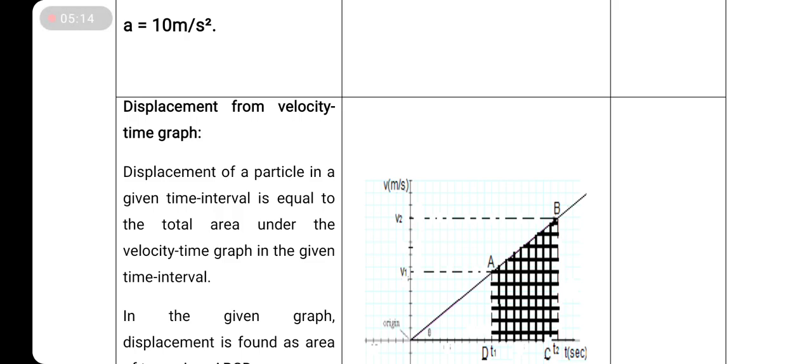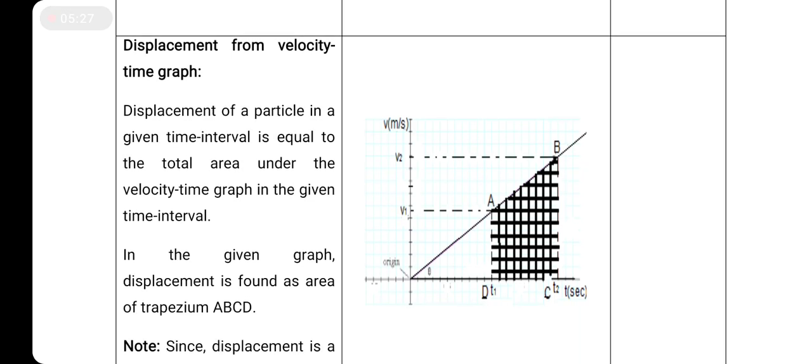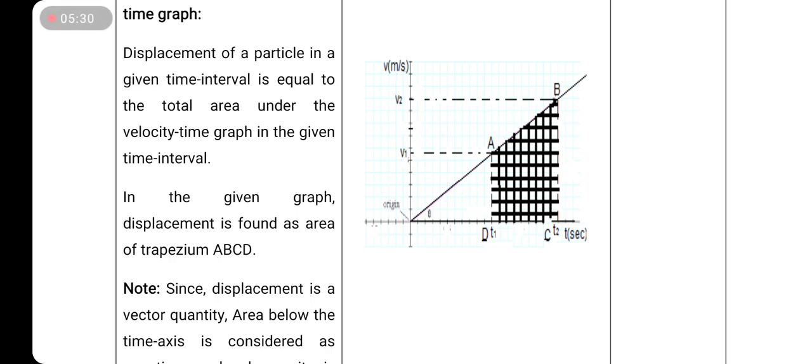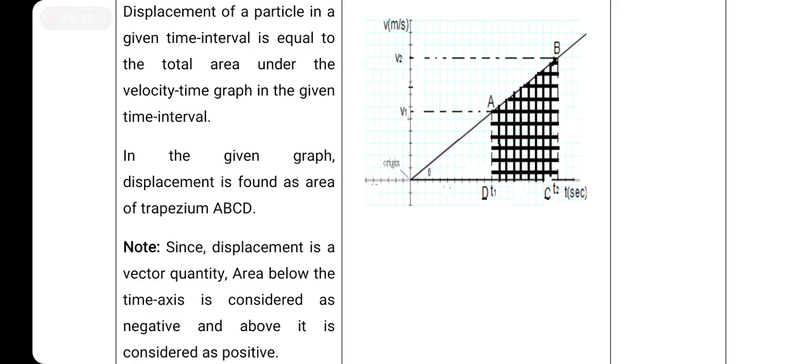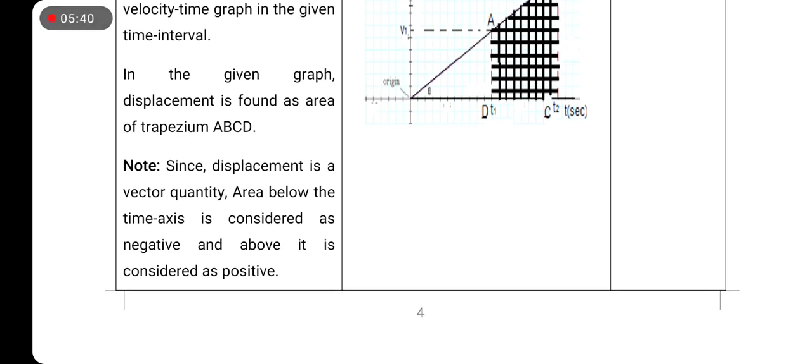For the displacement from the velocity time graph, displacement of a particle in a given time interval is equal to the total area under the velocity time graph in the given time interval. In a given graph, displacement is found as area of trapezoid ABCD. Note that since displacement is a vector quantity, area below the time axis is considered as negative and above it is considered as positive.